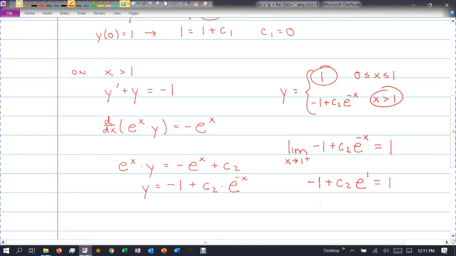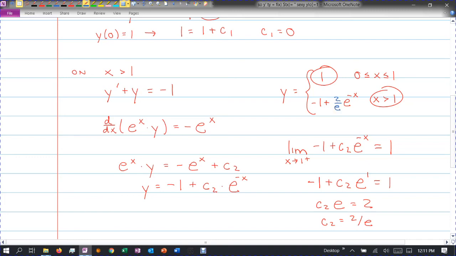And now I'm going to solve for c sub 2. So c sub 2 e must equal 2. So c sub 2 must equal 2 over e. So I just added 1 to both sides and divided by e. Yeah, okay, so now we know what this c sub 2 is, so I'm just going to come back up here and replace it. So we should have here 2 over e.